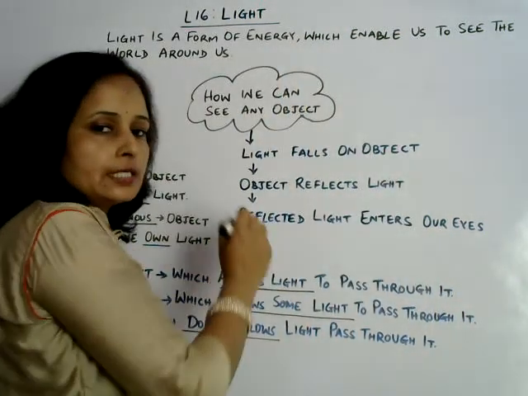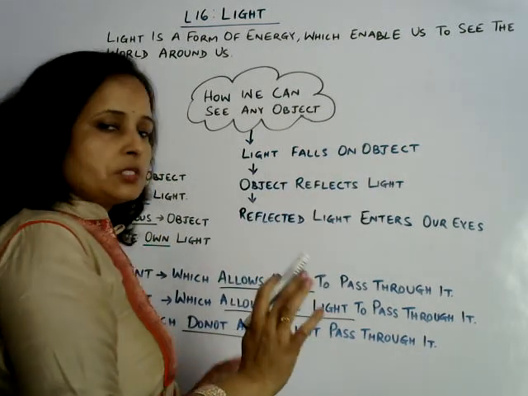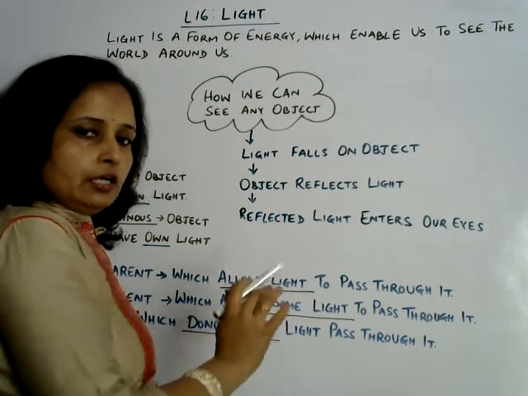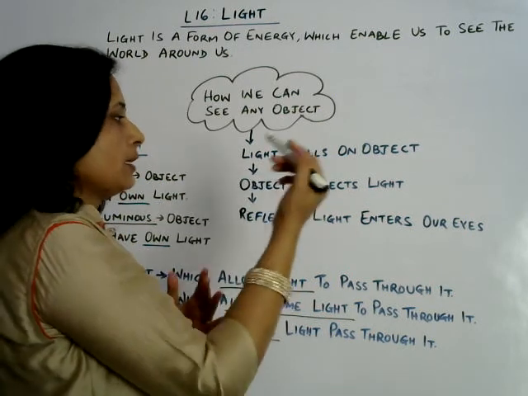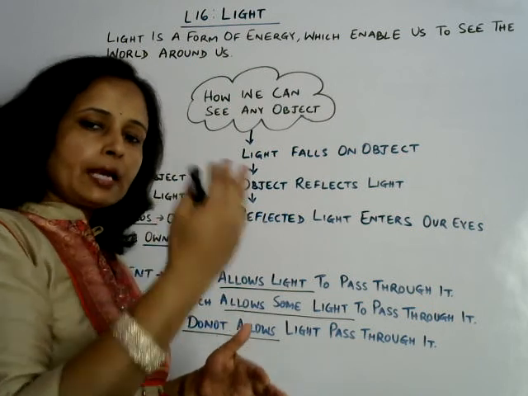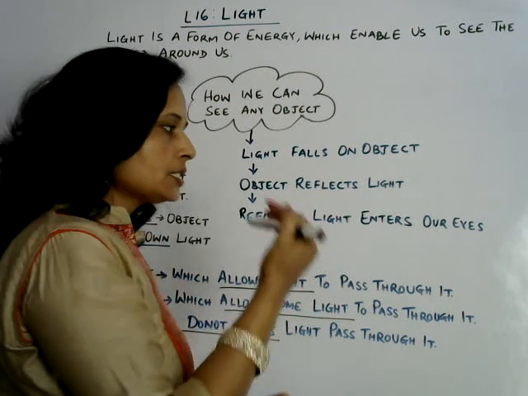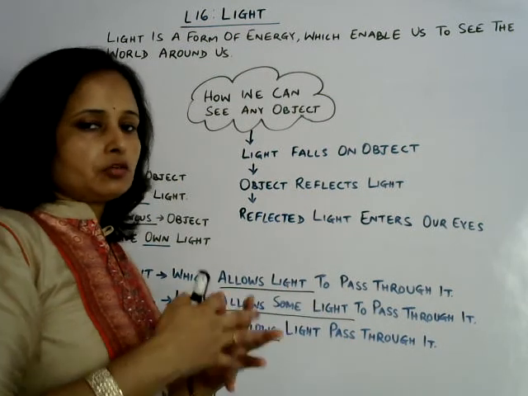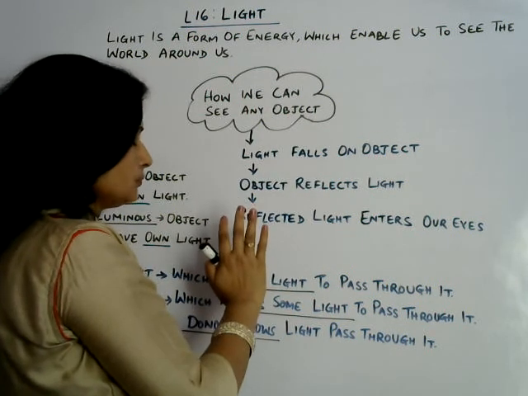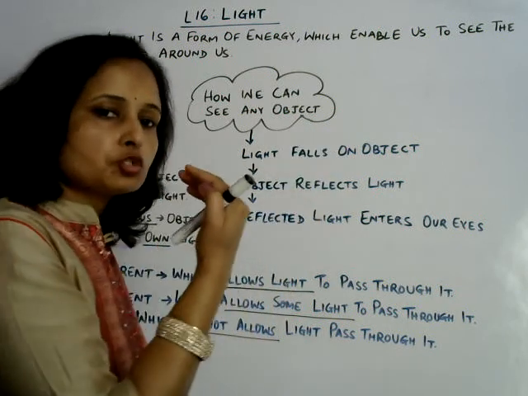So this is how we can see anything in our surrounding. First of all, light falls on any object. Right now light is falling on this whiteboard, right? Then this whiteboard is reflecting back light. Object reflects light. Then those reflected rays of light enter our eyes, and due to that only we can see something. Right now I can see this board. Why? Because light rays falling on the board are reflected from it and coming to my eyes.